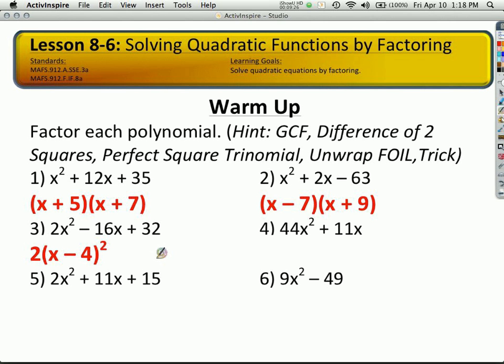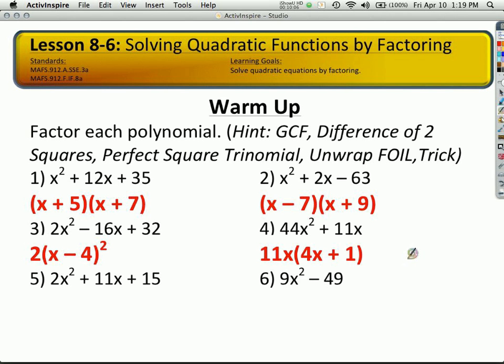Number 4, what did you get? Jesse, what'd you get? And then Isabel. So we have a disagreement. Chanel, what'd you get? 11 times 4x squared plus x. So, you were close, but they had an x in common, so the x has to get factored out as well. So in this case, it would have to be 11x times 4x plus 1.